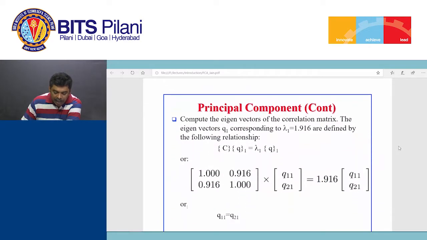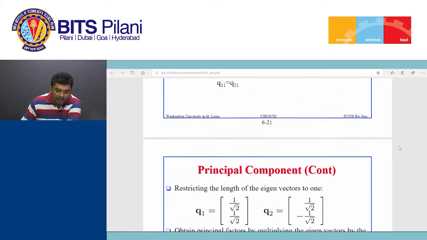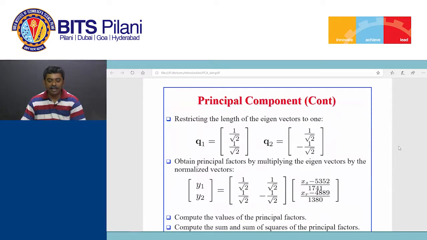Using these eigenvalues you compute the eigenvectors, and when you compute the eigenvectors, what you will observe is the corresponding eigenvectors will actually be orthogonal to each other, which indeed they are. After length normalization, these are the eigenvectors which correspond to the eigenvalues 1.916 and 0.084. If you take the inner product of q1 with q2, you will get 1 over square root of 2 times 1 over square root of 2 plus 1 over square root of 2 times minus 1 over square root of 2. Basically this goes to 0.